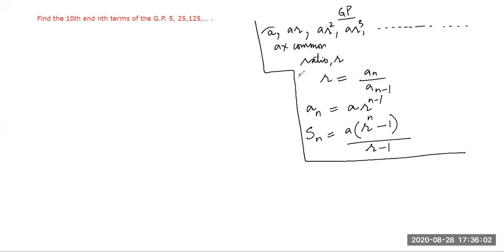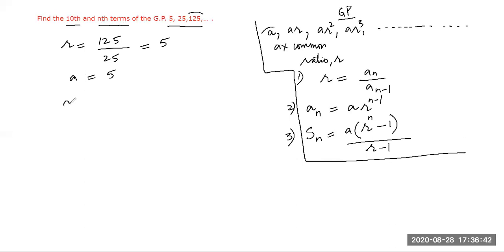These three formulas, right? So now you see, it says find the 10th term and nth term of this GP. So what will be the 10th term? Before finding the 10th term, we want the common ratio. Take any term, let's say we take the third term divided by the preceding term, 25 by 5. So what is the common ratio? It is 5. R is 5. What is the first term? 5. So simply we can find the 10th term.